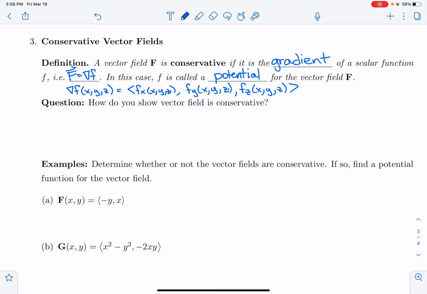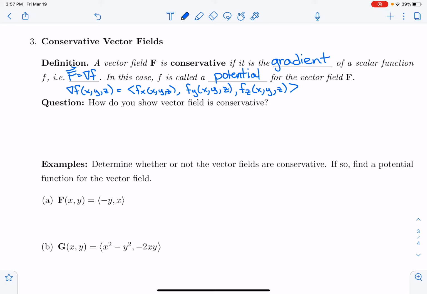So a question that you would naturally want to ask is how do you show that a vector field is conservative? Well, of course, a conservative vector field would lean to the right. Hopefully there was some laughter in that awkward pause, but of course I was kidding.